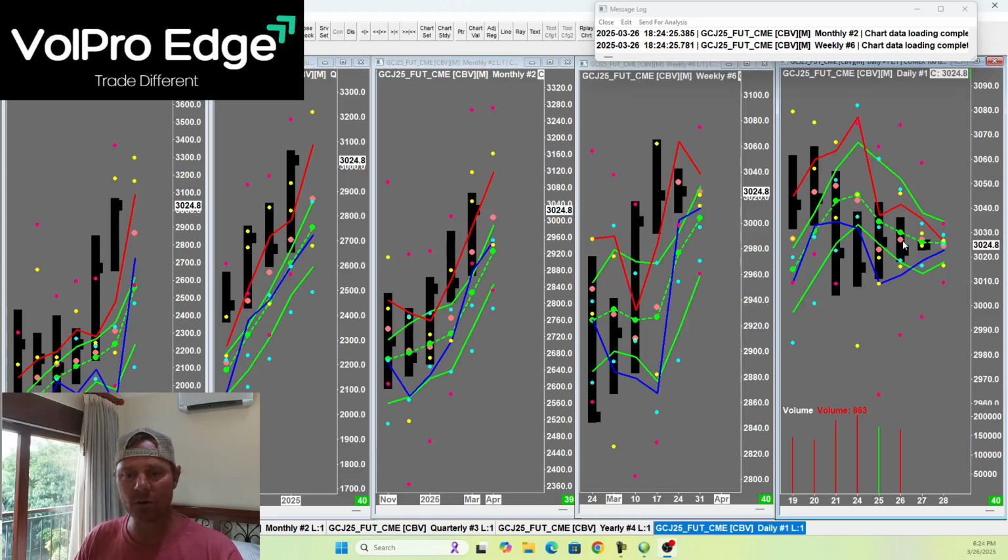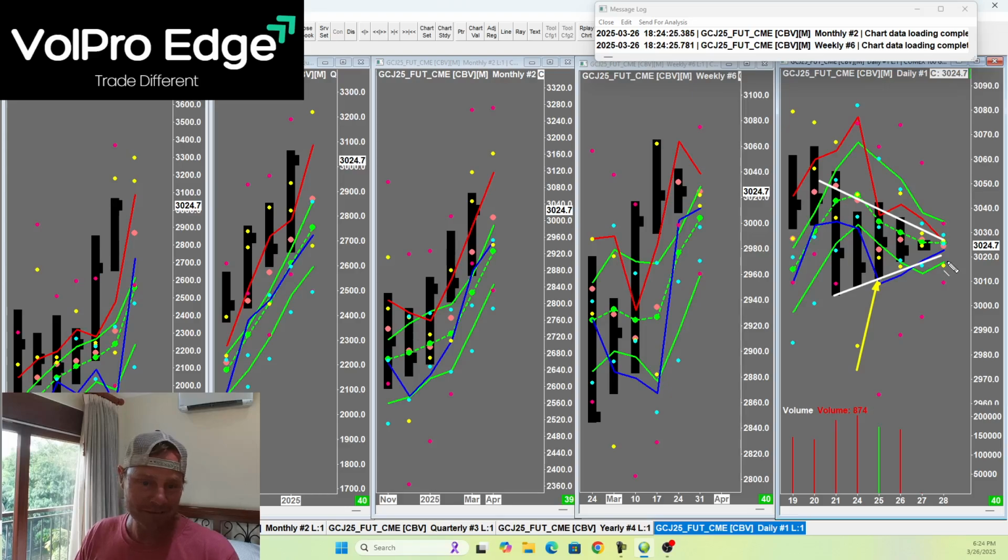Not a bad call there on gold at all. Didn't end up breaking support. It looks like gold is looking pretty similar to the 10-year treasury. You're kind of stuck in this holding pattern, waiting to see what's going to happen. Something's going on here, guys.